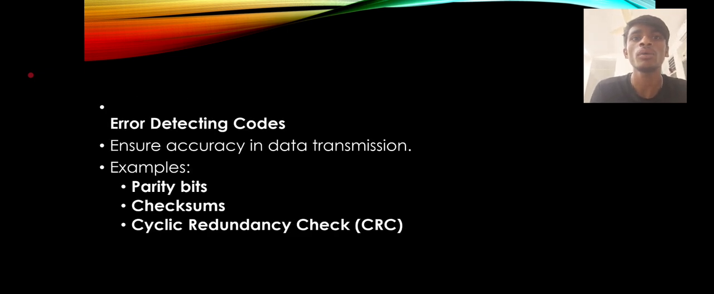Now I would tell about the fourth type of the binary codes, error detecting and error correcting codes. Now I would tell about the error detecting codes. It ensures accuracy in the data transmission. The examples of the error detecting codes are parity bits. The parity bits mean simple error detection by making the number of ones even or odd. Hamming code is used for both error detection and correction by adding redundant bits. These codes enhance data reliability during transmission and storage. The examples of the error detection codes are parity bits, checksum, and cyclic redundancy check.